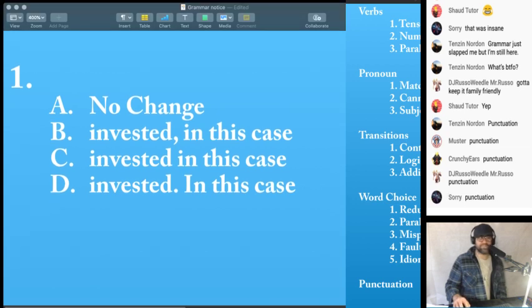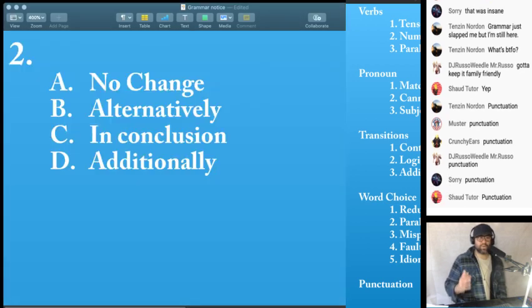Guys, this is all you have to do today. Number 2. What's being tested in here? What is being tested in the second one?